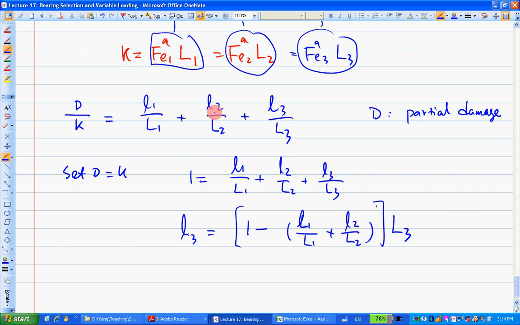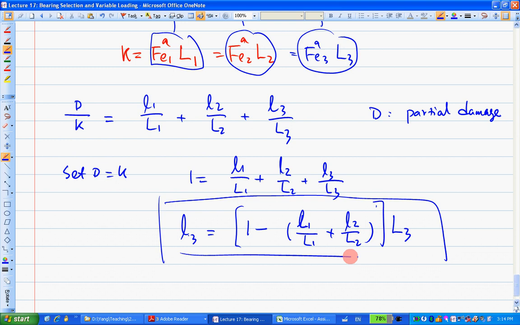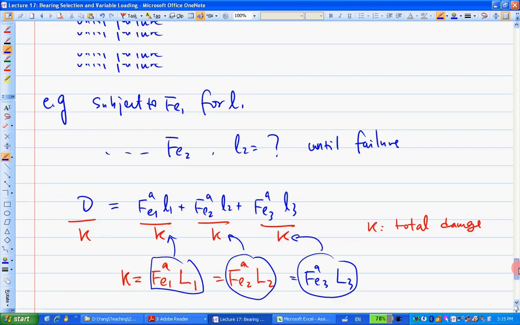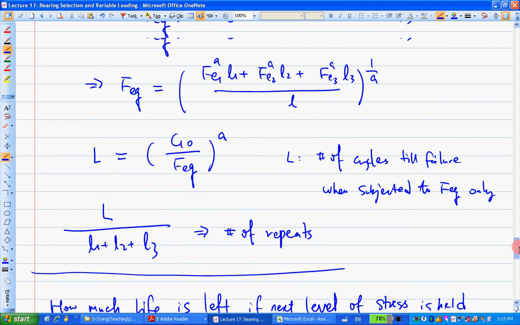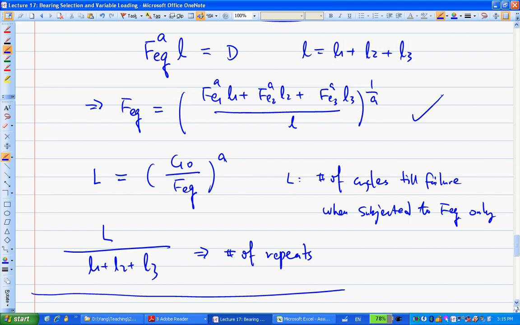L1, L2, then subject to the FE3 until it fails. Formula wise, just remember, if you have a general case L3, L4, L5, just keep adding it here. Keep adding. This is the one here, and the other one, and this one over here. That might be useful.